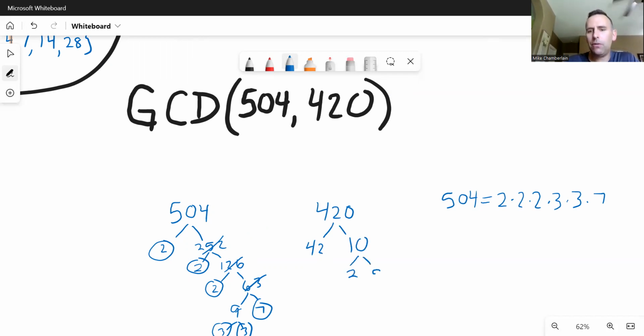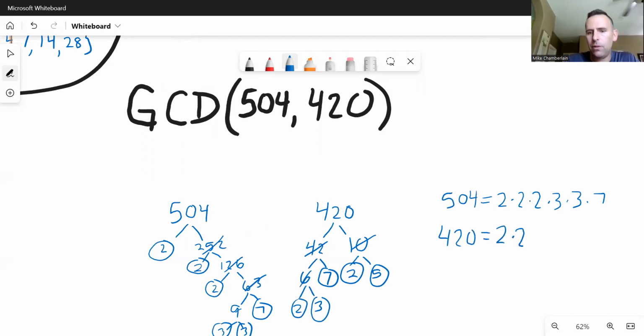10 would be 2 times 5, okay? That's prime. 42 is on my times table list as 6 times 7. 7 is prime, and the 6 becomes 2 times 3. And so what I've learned here is that 420 is made up of 2 twos, a 3, a 5, and a 7.